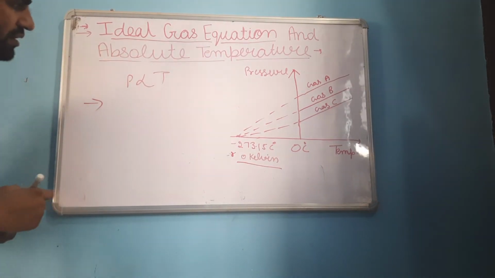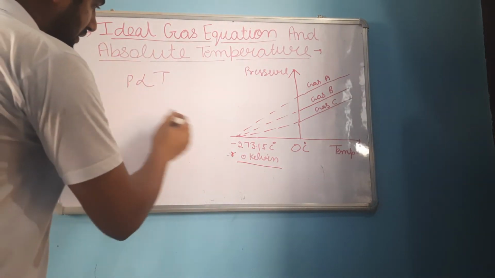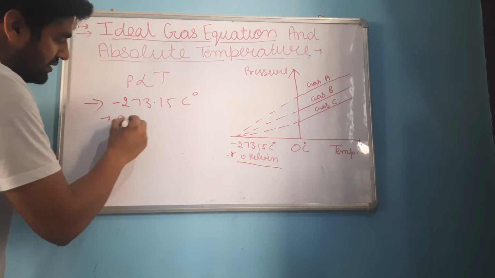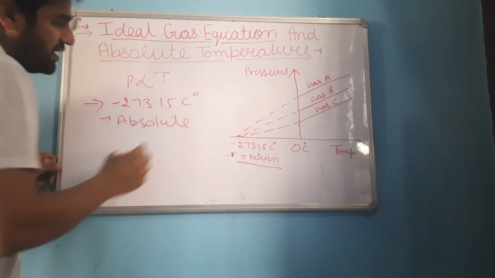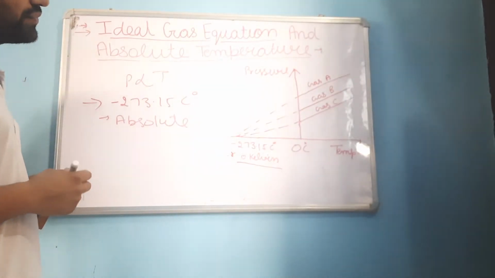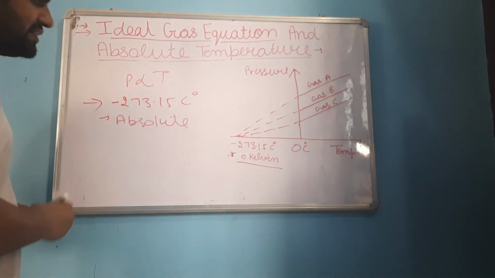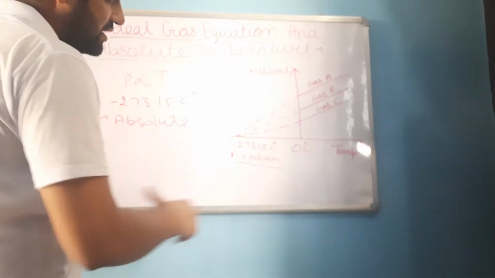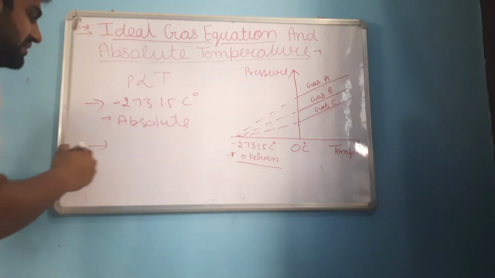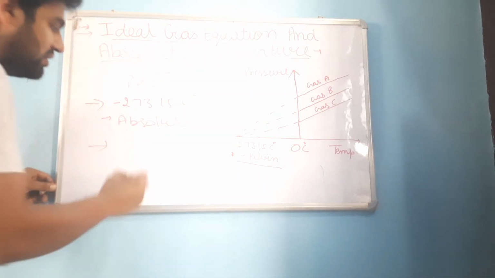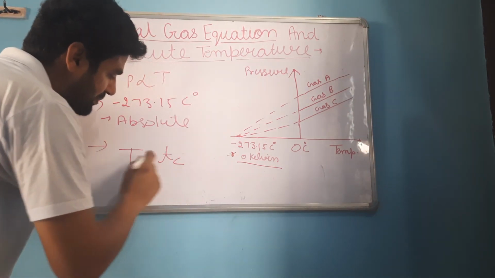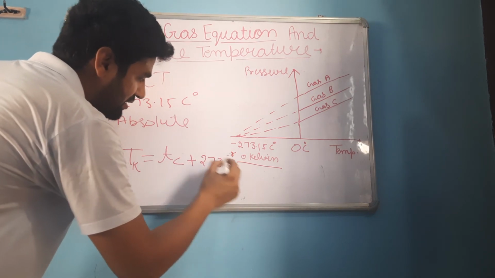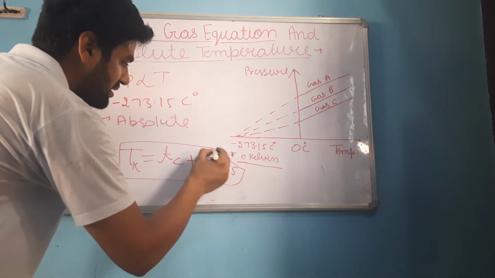Now our minus 273.15 degrees Celsius is called absolute temperature, and this is the starting of the Kelvin scale. In the Kelvin scale and Celsius scale, the interval difference is the same. So the relation between the Celsius scale and Kelvin scale we can write as T, temperature in Kelvin, equals temperature in Celsius plus 273.15.